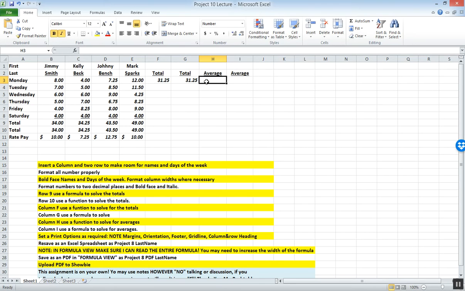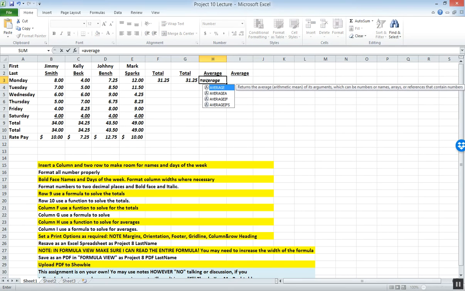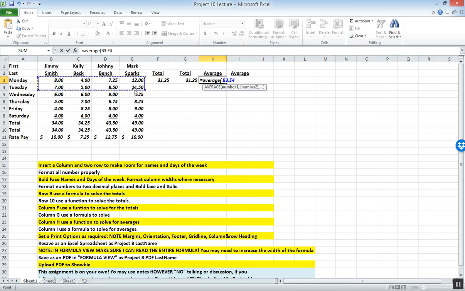On column H, it says use a function. So we know a function is equal average, beginning parenthesis, and we're going to go ahead and add those. And in this case, it says use a formula for column I, and for that, we're just going to go ahead and go plus. We got to do a parenthesis for the order of operations. That cell, that cell, that cell, that cell. We are going to end it with a parenthesis, and we're dividing it by 4. And we notice that it comes to 7.81.